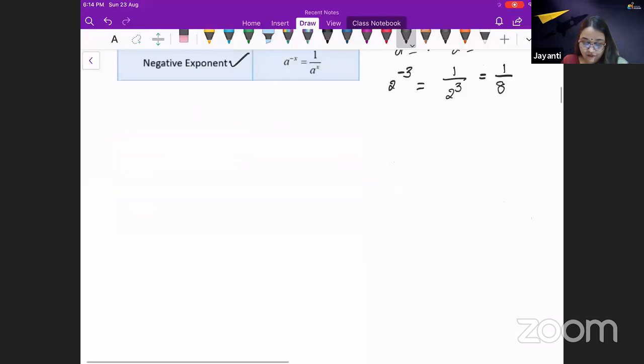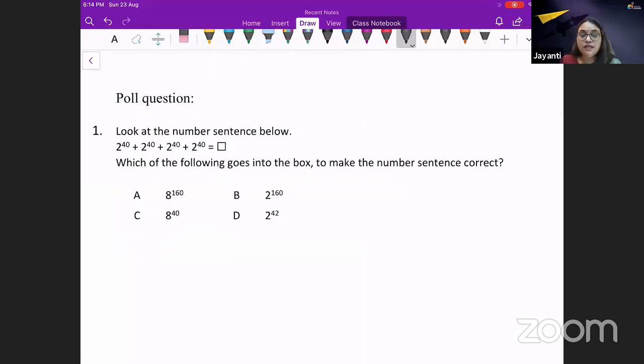Now I would like children to do this question using these laws. Take out your paper, pencil, and start solving this question. Have a look at the question. This question is a revision question of the laws of exponents. Please solve it. I will start a poll and you need to answer into that. Please don't try and answer anything into the chat box. I'll give you 1 minute to solve this question, and your time starts now.